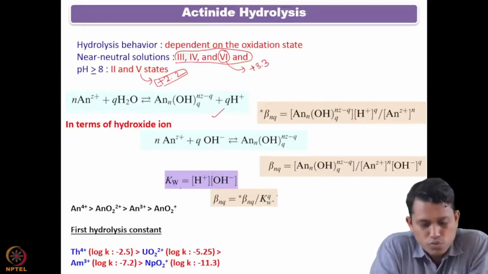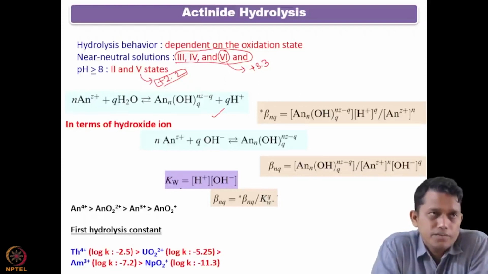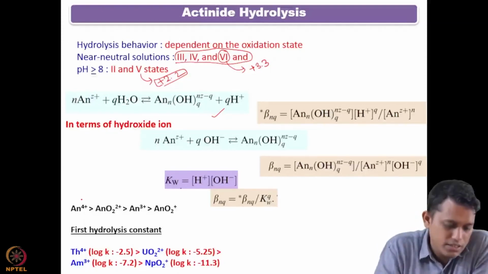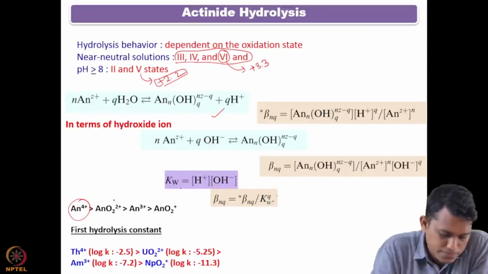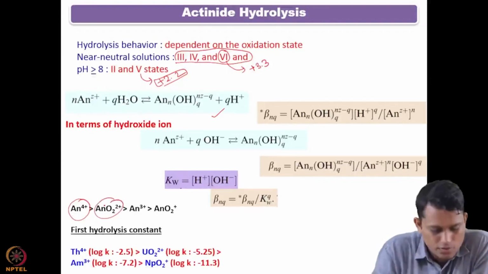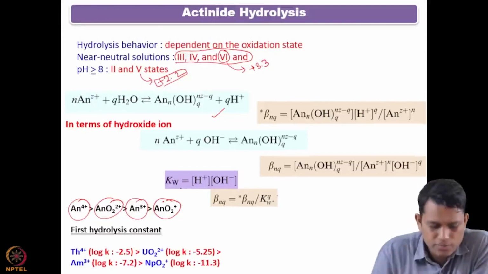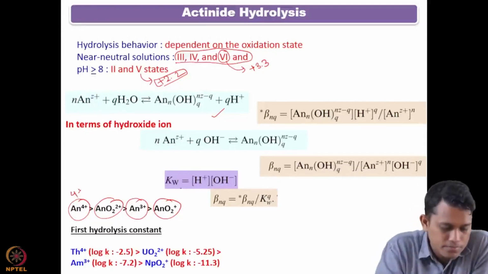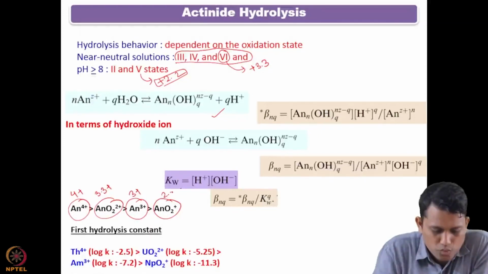than 8. We have also compared the hydrolysis constants of different actinide ions in different oxidation states, and the trend is that the tendency is very high for the tetravalent, followed by the hexavalent, followed by trivalent and then pentavalent, which is very much according to their charge, that is 4+, 3.3+, 3+ and 2.2+.